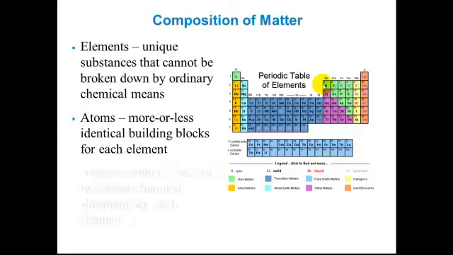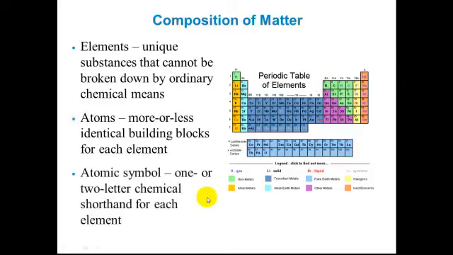Each element then has a unique atomic symbol, a 1 or 2 letter chemical shorthand for each element. So for example, over here we see the letter C. This letter C is for carbon. Okay. Over here we have N. N is for nitrogen. Okay. Carbon and nitrogen are 2 distinct elements, and we're going to talk about these because they're actually extremely important in biological systems.